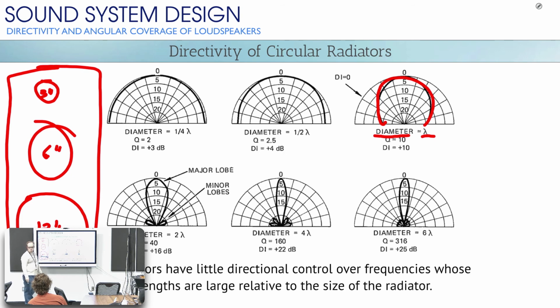This one, 6 inches. What's it going to be directional over? The other way. 2 kilohertz. 2 kilohertz has a wavelength of 6 inches. So this 6-inch driver would do the same thing at 2 kilohertz that the 12-inch driver does at 1 kilohertz. So this one would get 1,500 to maybe 3,000. Okay? 3-inch driver, what's it going to do? 4 kilohertz, right, is what it would be directional over. So this one will get 3,000 to 5,000 hertz.